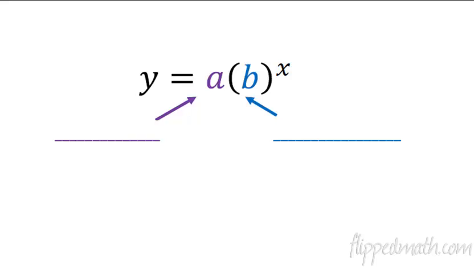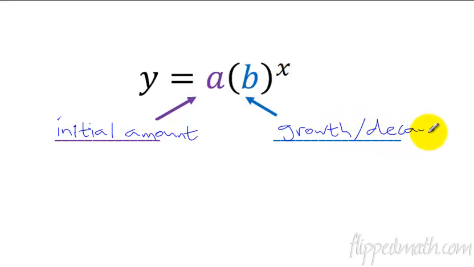First of all, this is an exponential equation, and remember it's when you have the variable up here in the exponent. Let me switch pens. So this is the initial amount. Initial amount, and this here would be either the growth or the decay factor, depending on if it is growing or shrinking. And do you remember how you can tell the difference?